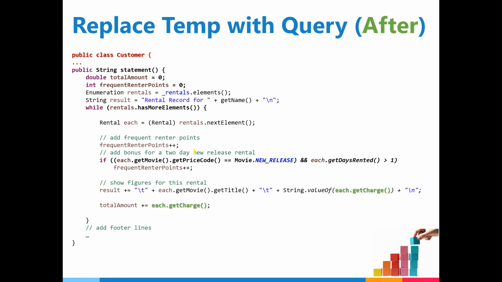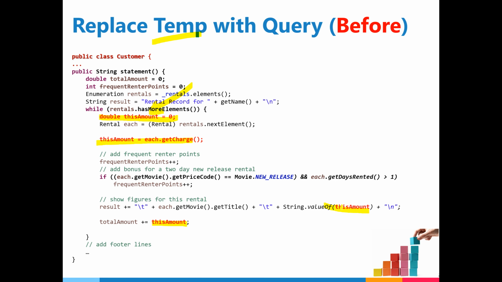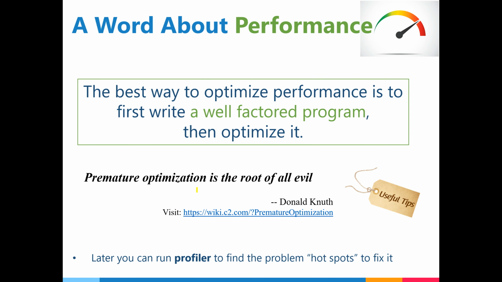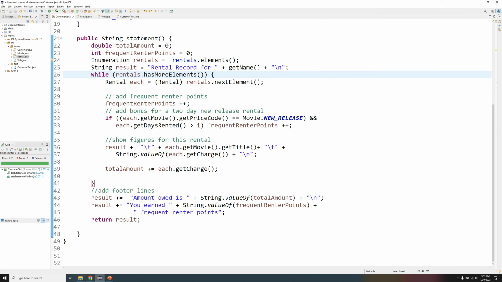We got it. So what we have done is just call getCharge wherever we need it. Look at here, we need it in here and here, and these are assignments doing nothing, so we don't need these two lines. So this is perfect. Always compile and test with small steps. We have already done this one, right? We have done it. Great.